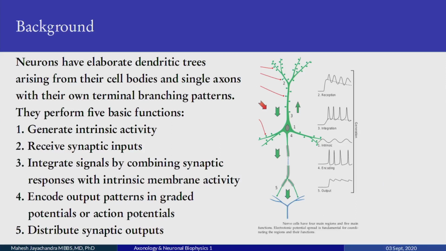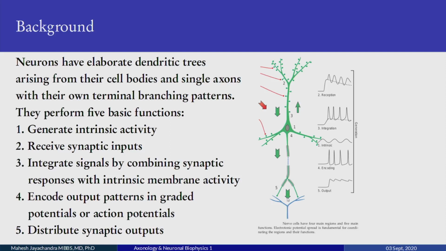As we saw in the earlier lecture on the microscopic anatomy of the central nervous system, neurons have elaborate dendritic trees, like regular trees, arising from their cell bodies and single axons with their own terminal branching patterns. So you have your dendritic trees on top, and then you have your axons going down, transmitting information, and they also have their own trees where they transmit information.